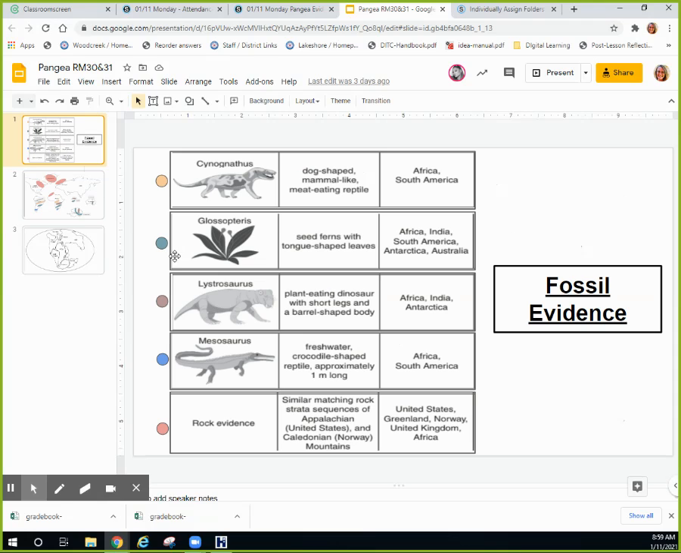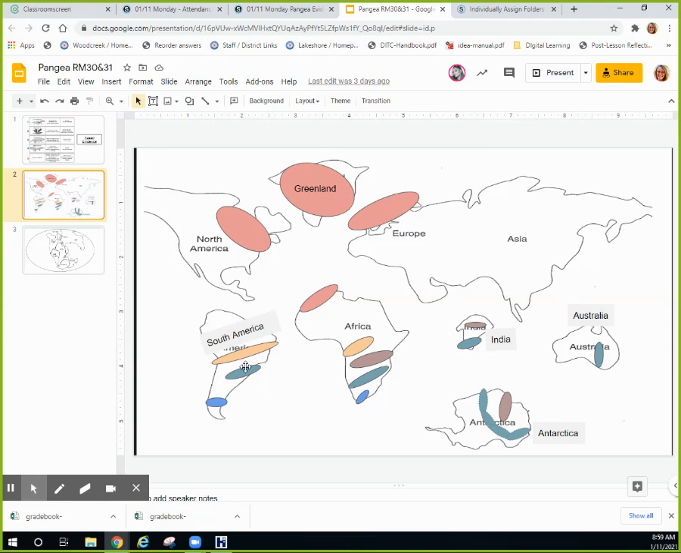Okay, and then the next one is that plant. The plant is this green, and so they found it in this part of South America, this part of Africa, the southern tip of India, all across the continent of Antarctica, and then in a section of Australia as well.